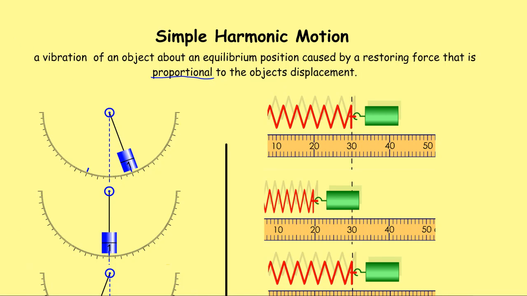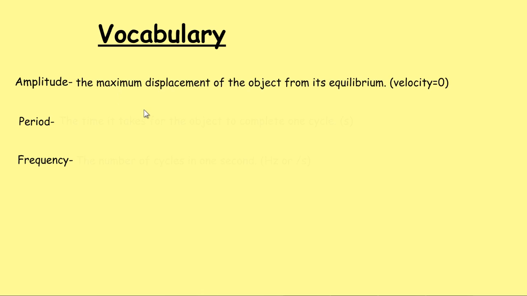The first thing I want to do is go ahead and talk about some vocabulary that I'll be using today. You've probably seen these before, but let's go ahead and review, and then I'll show you more specific examples when we get to the pendulum and the spring. The first vocabulary word is amplitude. The amplitude is just the maximum displacement of the object from its equilibrium.